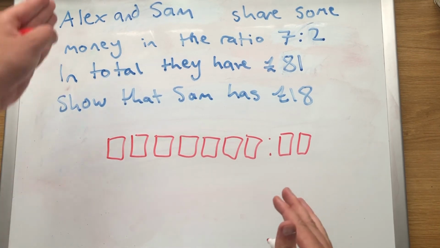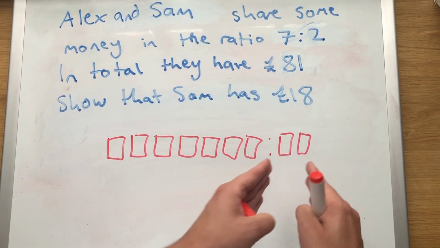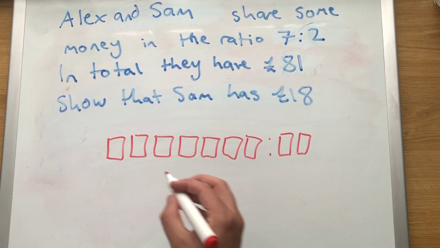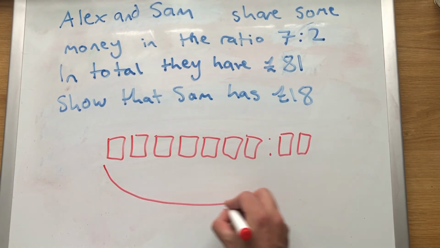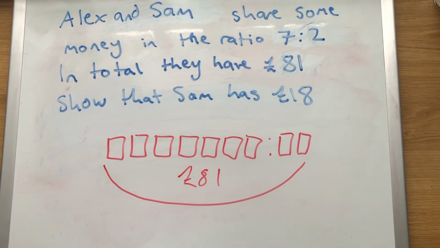Which part's Alex's? Well, Alex is the first name, Alex is the first number. This part here is Alex's. This part here is Sam's. In total, they have £81. So all of these boxes in total, all together, add up to £81.